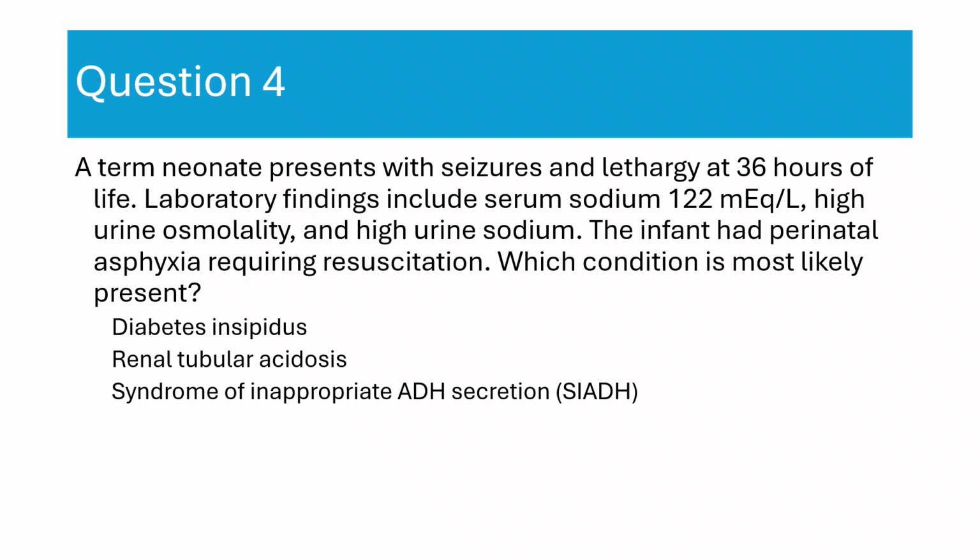A term neonate presents with seizures and lethargy at 36 hours of life. Laboratory findings include serum sodium 122, high urine osmolality, and high urine sodium. The infant had perinatal asphyxia requiring resuscitation. Which condition is most likely present? Diabetes insipidus, renal tubular acidosis, or syndrome of inappropriate ADH secretion. The correct choice is syndrome of inappropriate ADH secretion.